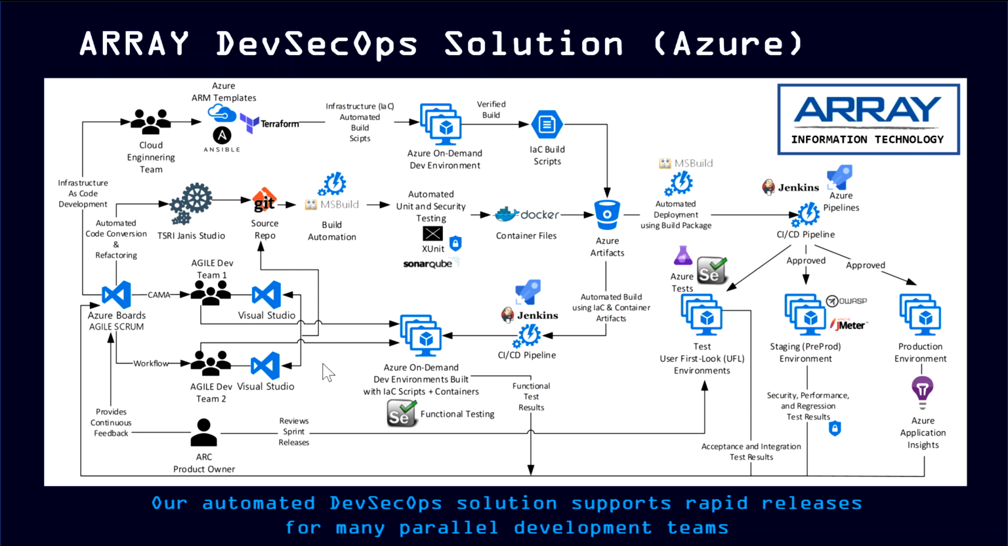As you pointed out, Mike, we're using Azure Boards to manage our Agile Scrum teams. We're using the Azure Artifacts capability. We're using Azure Pipelines along with Jenkins. We're using Azure Application Insights for monitoring and feedback and evaluating the performance of the releases that go out.